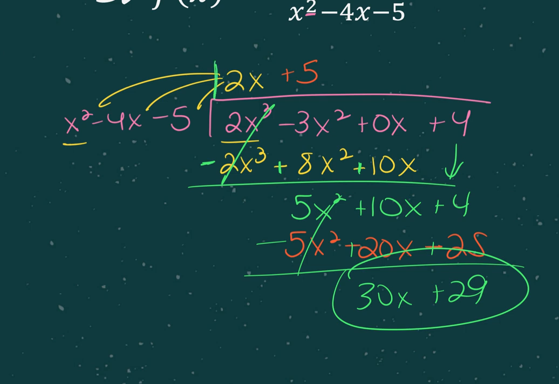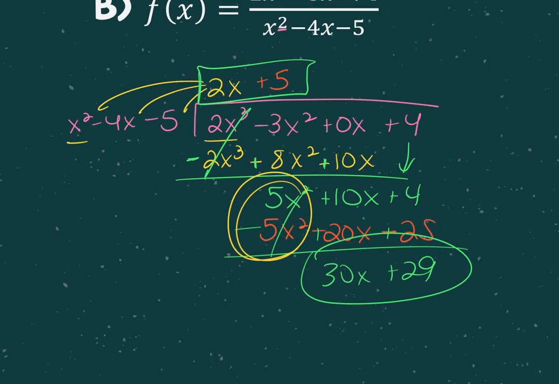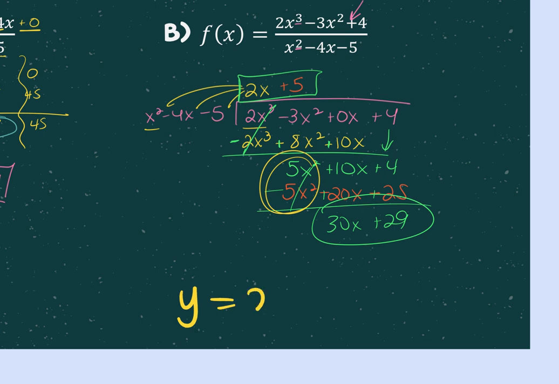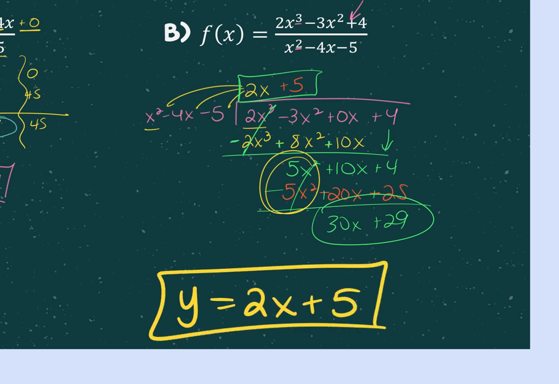But all I need is my x term and my y-intercept. Once I get that, I literally ignore the remainder anyways. As long as these cancel out, you don't need the rest of it. So now this is y equals 2x plus 5.